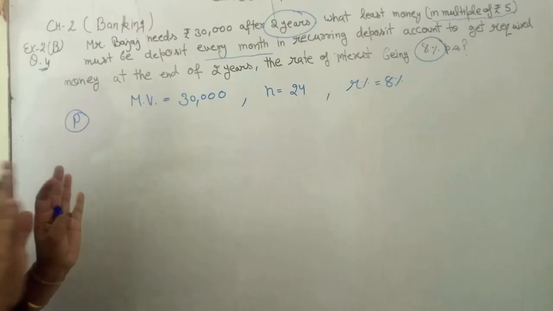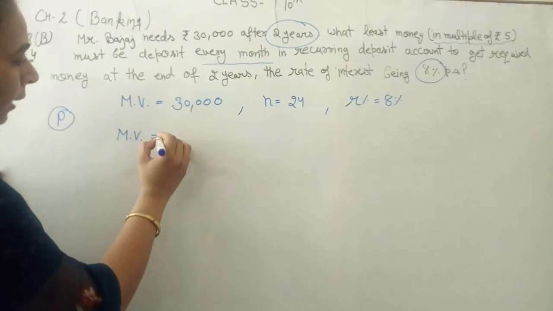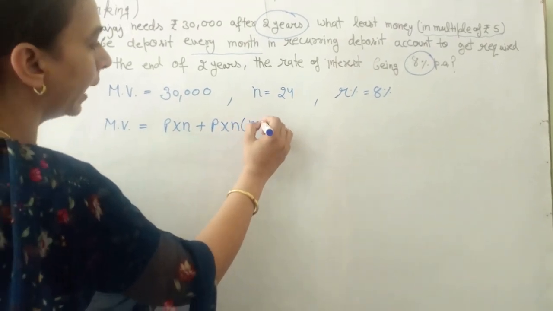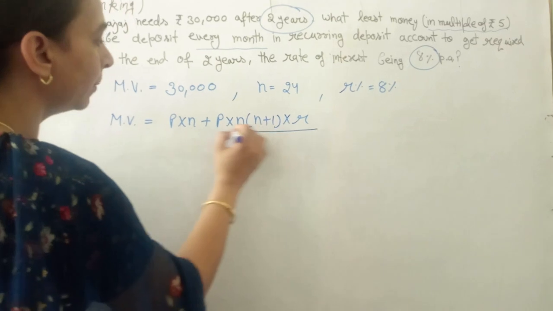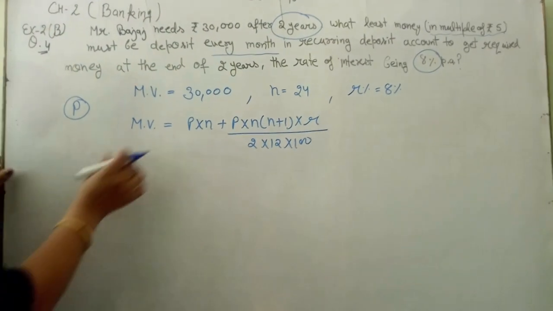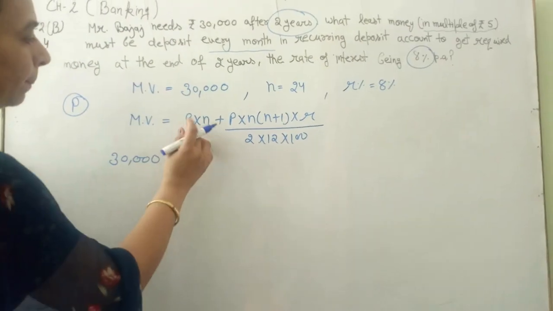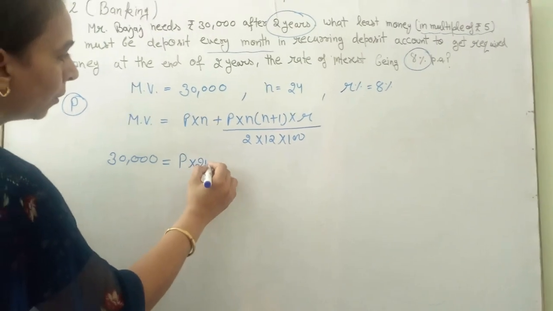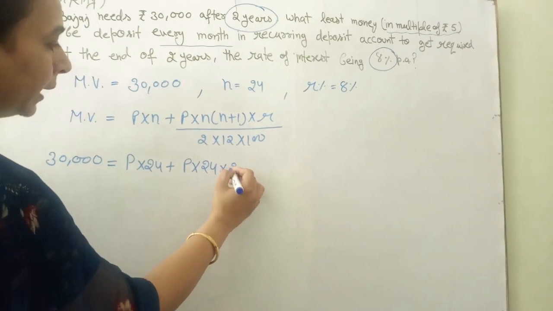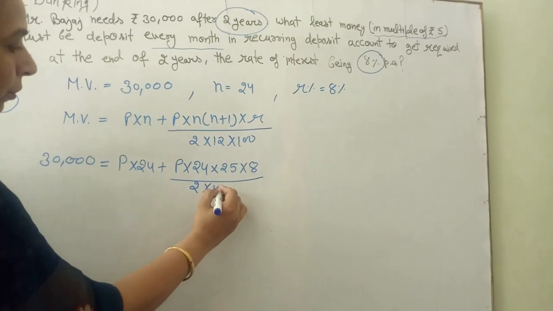So first I solve by simple method. Maturity value, we know that maturity value equals P multiplied by N plus P into N into N plus 1 into R by 2 into 12 into 100. Okay student, then we put maturity value 30,000 equal to P as it is, N 24, plus P as it is, 24 into 24 plus 1, 25, in place of R 8, divided by 2 into 12 into 100.